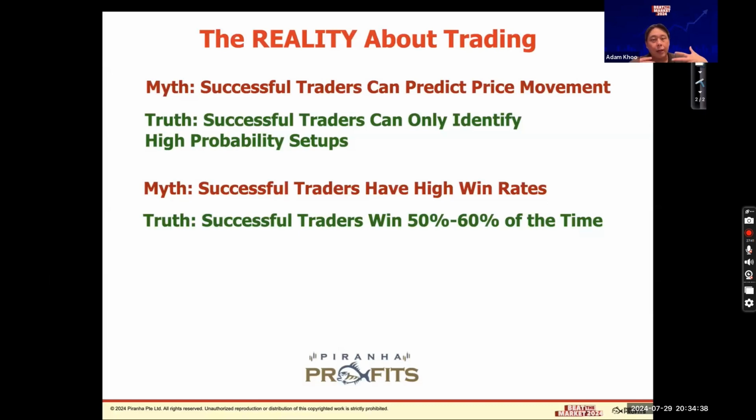And if you read about Richard Dennis, can you guess what was his average win rate? His average win rate was only 35%. Only 35%. So in other words, out of 100 trades, he would only win 35 trades on average, right? And he would lose 65 trades. But despite that, he made hundreds of millions.